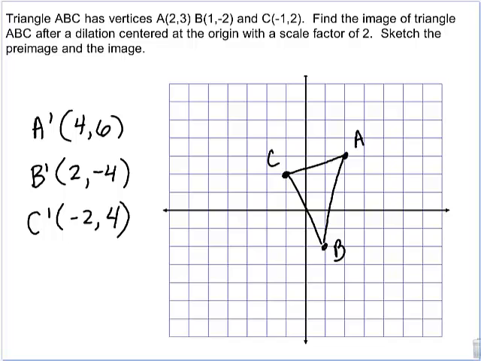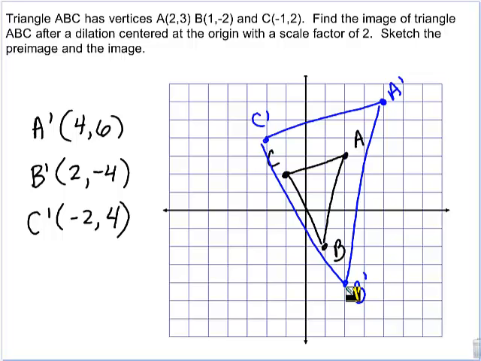So A is at (4, 6). So there's my new A value. So there's my A prime. What do you mean it's about the origin? That means that it's being dilated using the origin. It'll sometimes use other points, and we'll talk about that next. So our new B is at (2, negative 4). And our new C is at (negative 2, 4). So it just gets bigger around it. Yep, so that got bigger. And it got bigger centered around the origin.